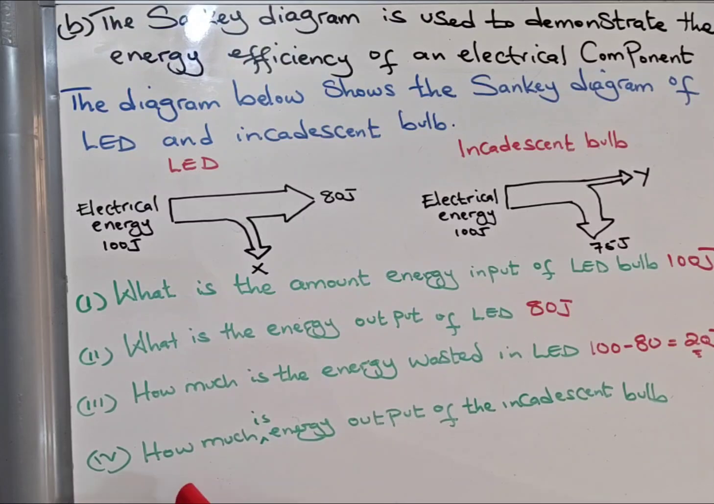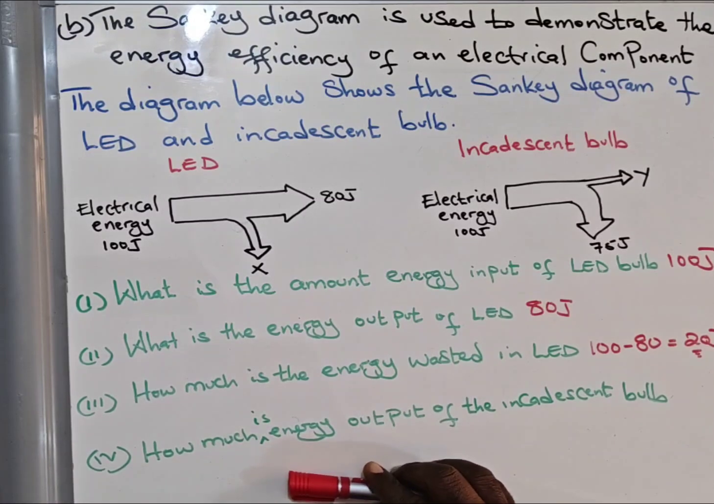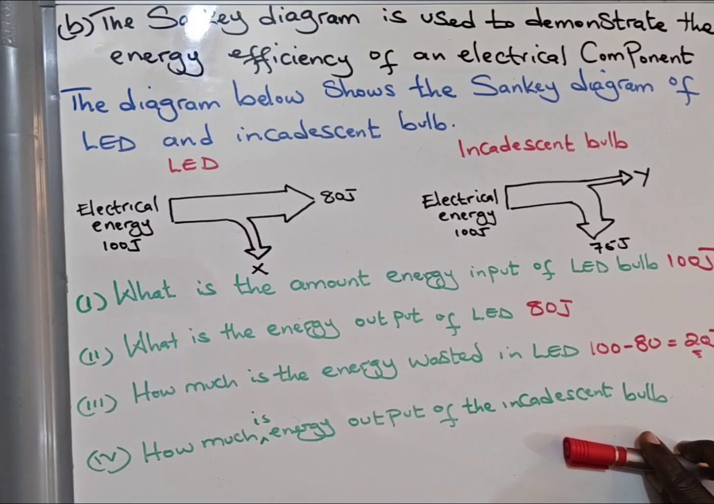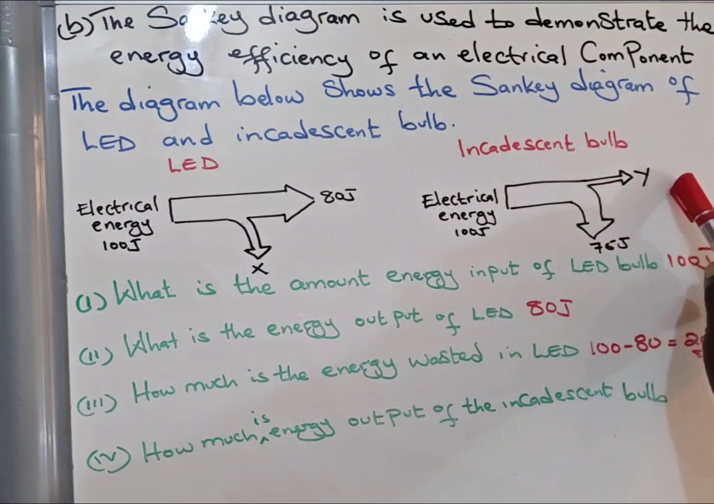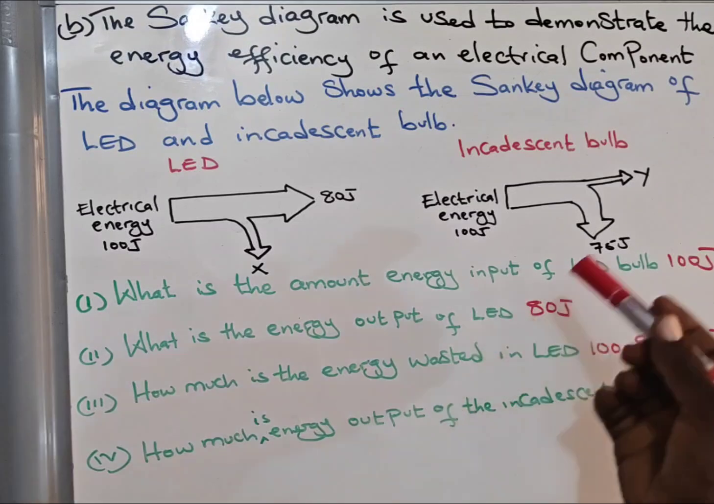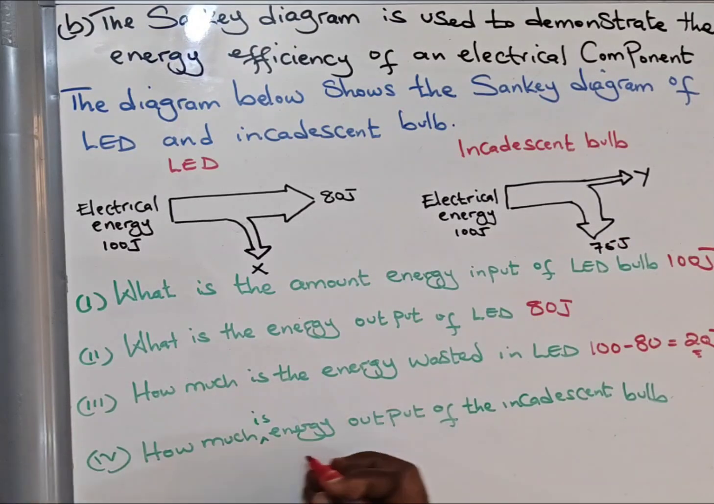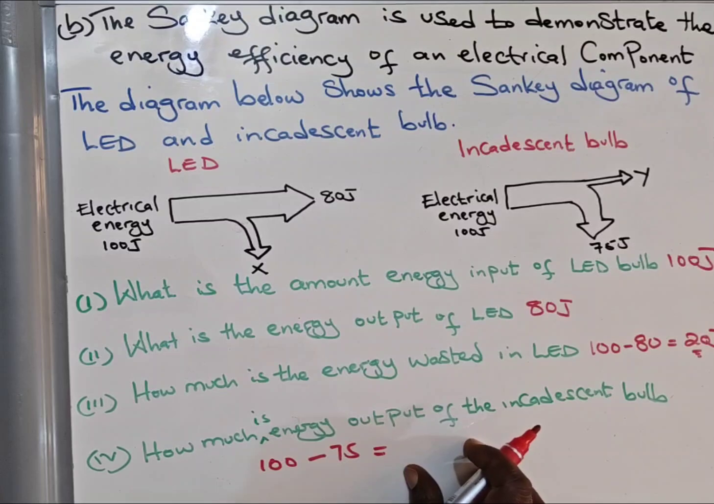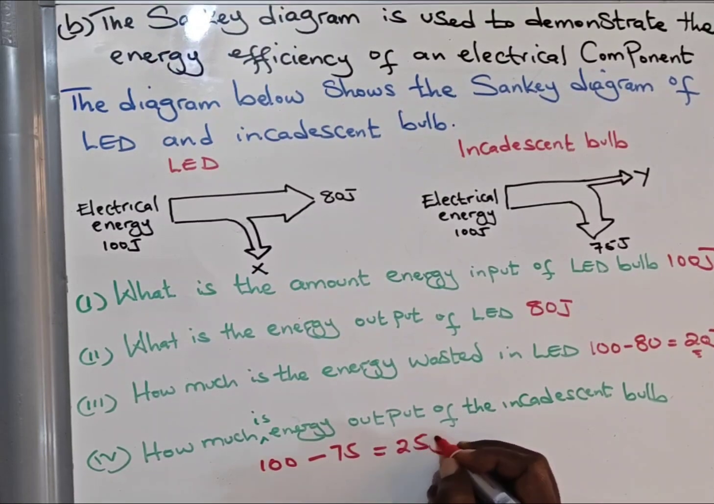Then we come to this one. How much is the energy output of the incandescent bulb? You have to know that what you have here is the output. And for incandescent bulb, it's going to be energy input, which is 100, minus the energy wasted. Then what we get here is going to be the energy output of the incandescent bulb, which happens to be 25 joules.